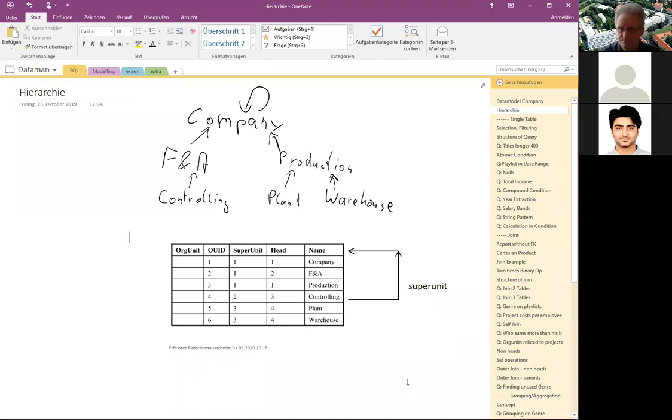Professor, super unit and OUID is clear, but can you please explain this head part? What is it? That's the next thing I'm going to explain in a moment. So the head will come in a moment. Let's concentrate on the hierarchy on this page. Are there any questions to the hierarchy? Fine, that seems not to be the case.